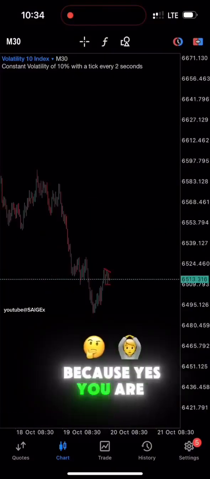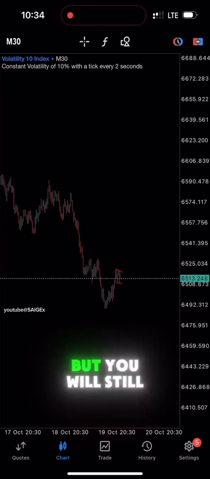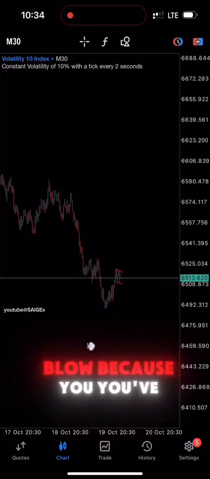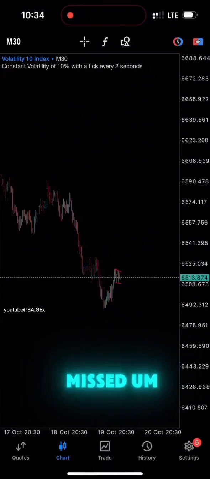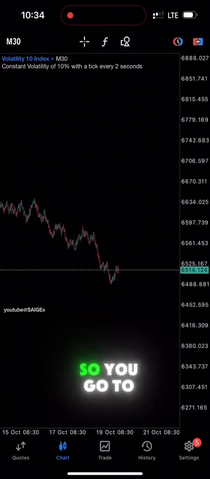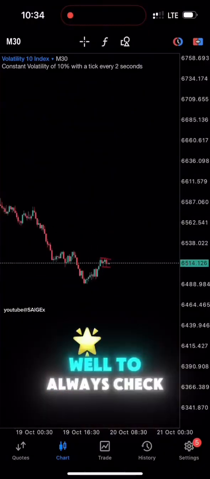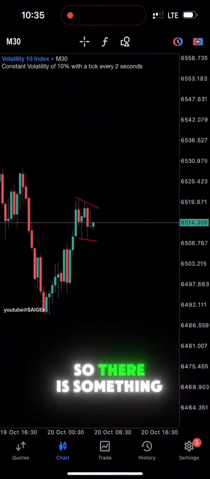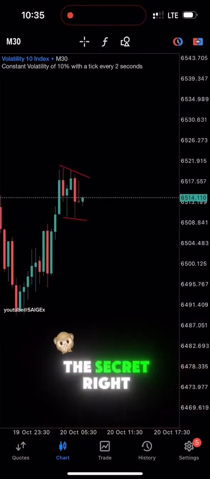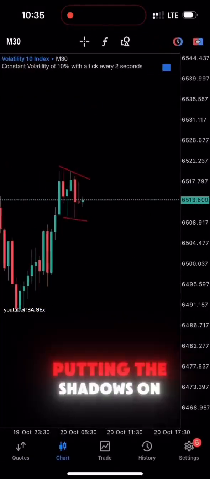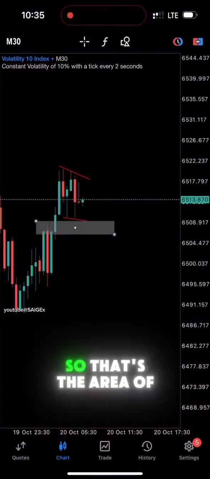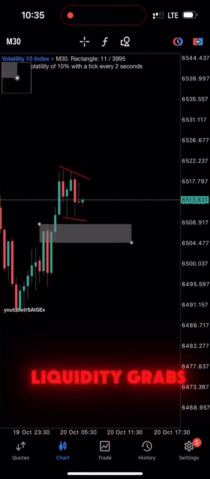Because yes, you are right, it's a flag and it's gonna go up, but you will still blow because you have missed another important thing. So you go to the higher time frame as well to always check. So there is something you need to know here, the secret, right? You see where I'm putting the shadows on area there? So that's the area of liquidity grabs.